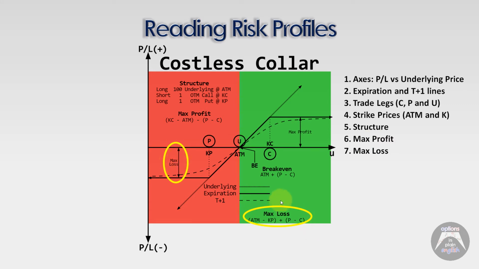You show it on the graph, and you also have the formula. So in this example, you also have the strike prices, and you have the value of the actual options. So in here you have the at the money, the original at the money minus the strike price for the put, KP, plus the amount that you paid for the put, P, minus the amount that you got for the call, which is going to be C. So again, max loss is also clearly represented and clearly shown on the actual risk profile on the graph.